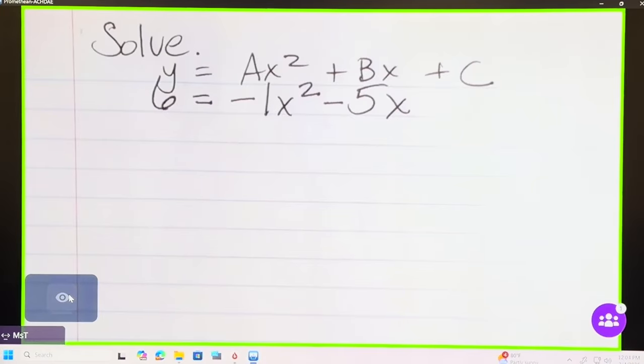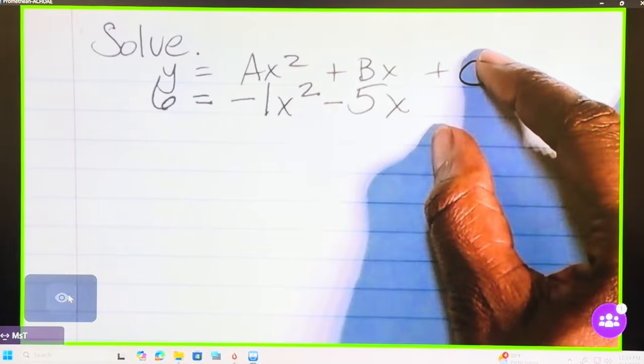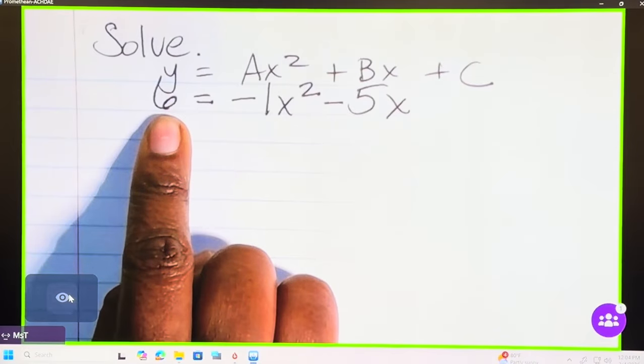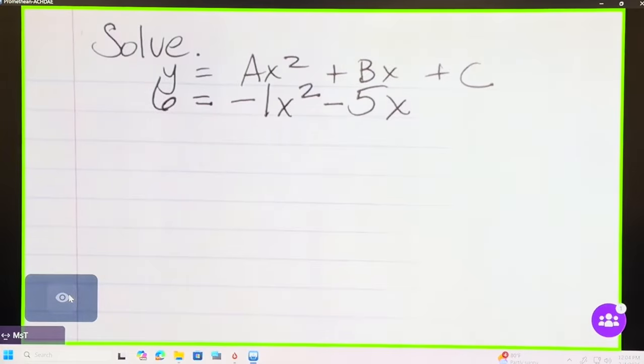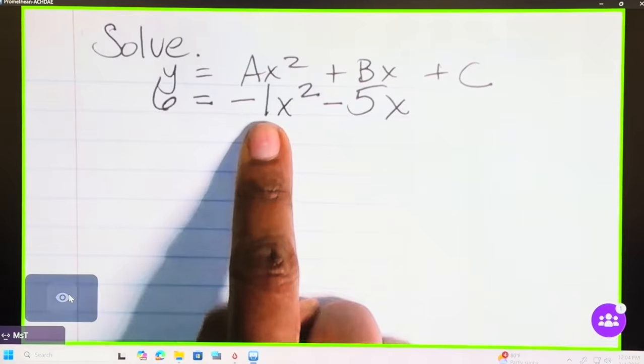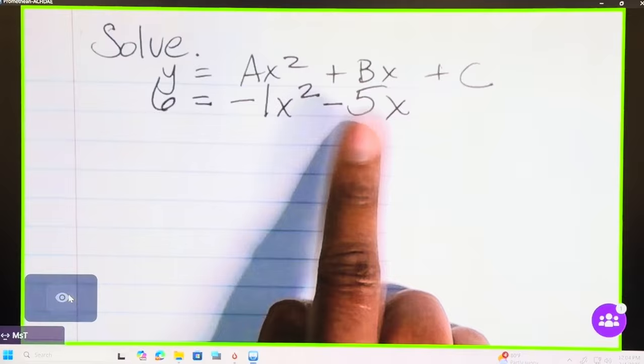Are you all with me? So you can either take this 6 and move it. Can you just pick it up and put it over here? No. How can we move this 6? By subtracting. I can either subtract this 6 from both sides, or let's say I wanted everything on the left and I wanted to say equal 0. Then I could add 1x squared to both sides and add 5x to both sides.